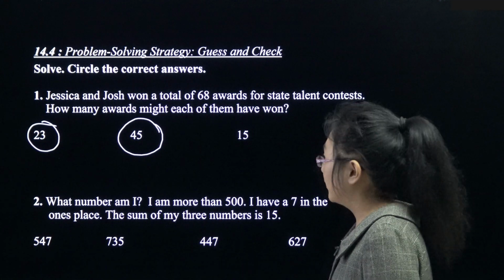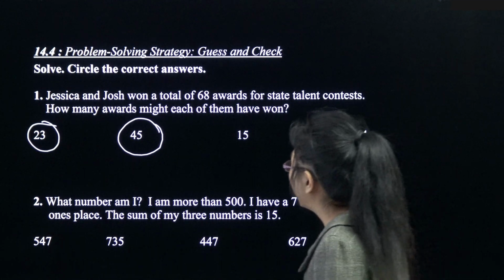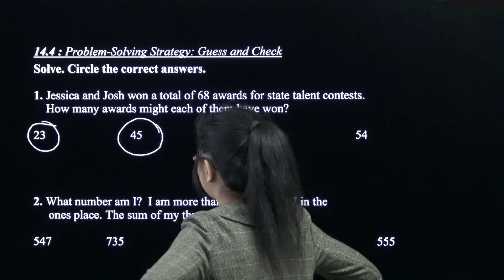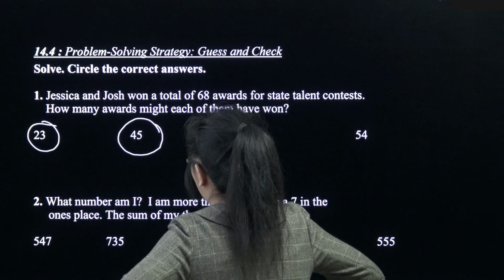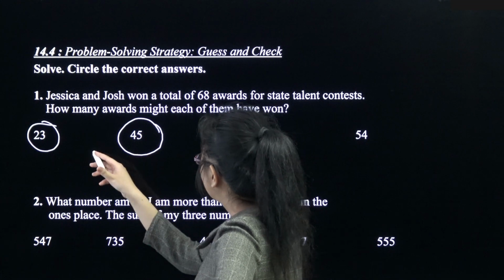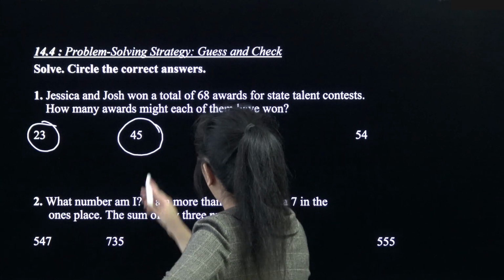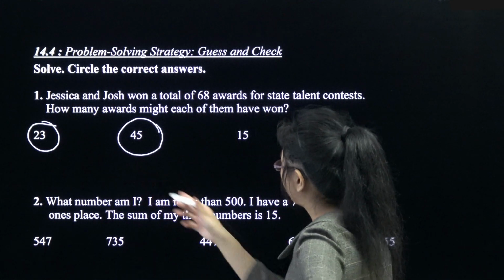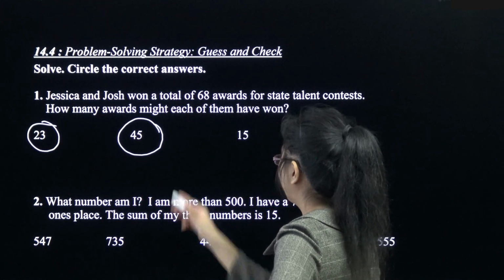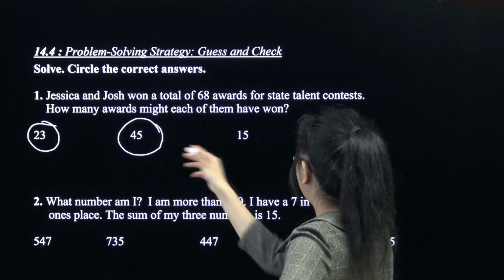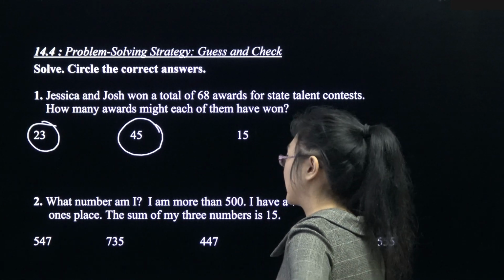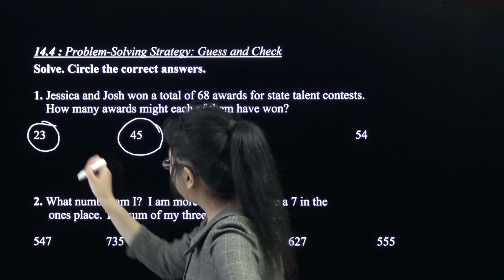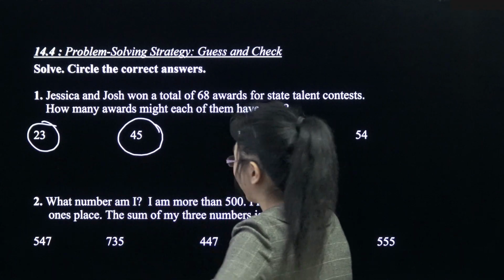Anyhow, the smarter way to work about this is you add up the ones place for all of them only. And you realize that 3 plus 5 equals 8. 5 plus 5 does not equal 8. 3 plus 4 does not equal 8. 5 plus 4 does not equal 8. So it's either 23 and 45 or 23 and 15.